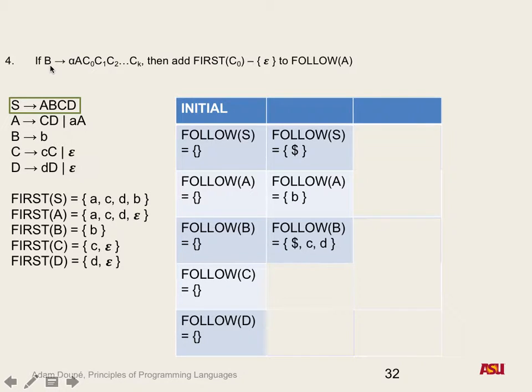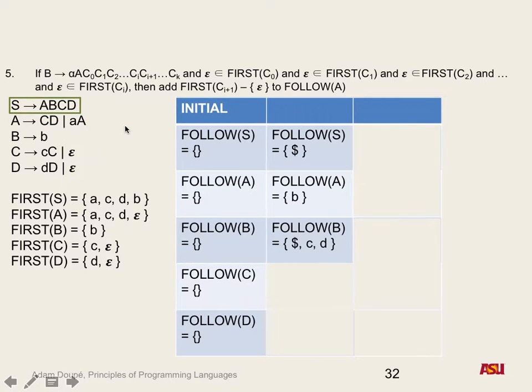And then we add the first of the one that comes after it, so the first of D, to the follow of C. So the first of D is D. The first of D minus epsilon is D. And does rule 5 apply here? Yes. So what do I add? Maybe nothing.